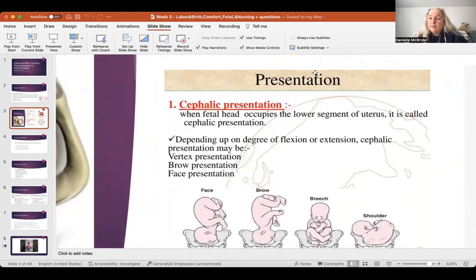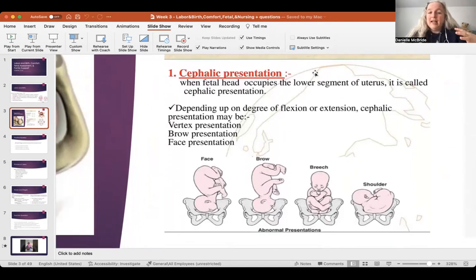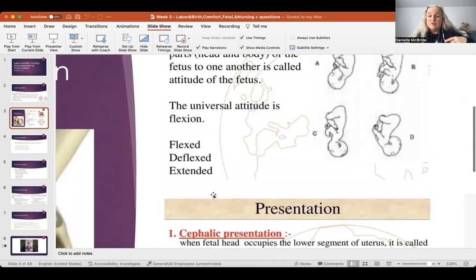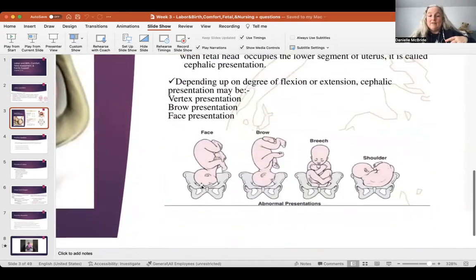Presentation: what part is coming through? What we've just been talking about is the head, and we call that a vertex presentation if the head is the presenting part. If the baby is breech, we say it's a breech presentation. It could be a footling presentation if the baby's breech and the feet are coming down first. It could be a shoulder presentation if the baby is transverse. And then also, even if the baby's head is down, if they're extended in their attitude like this, we can have a face presentation.